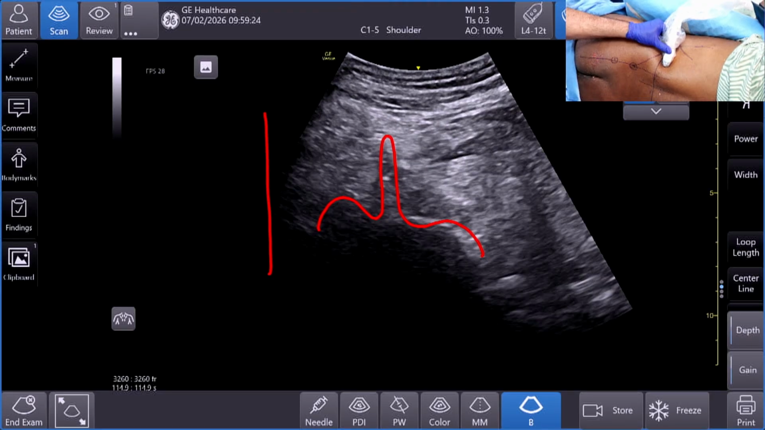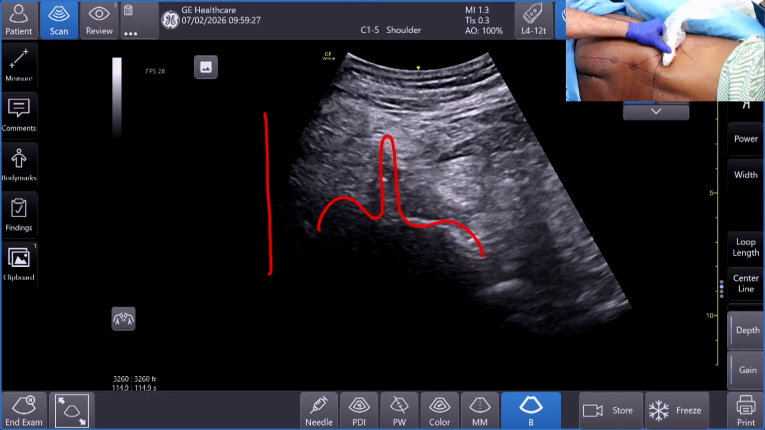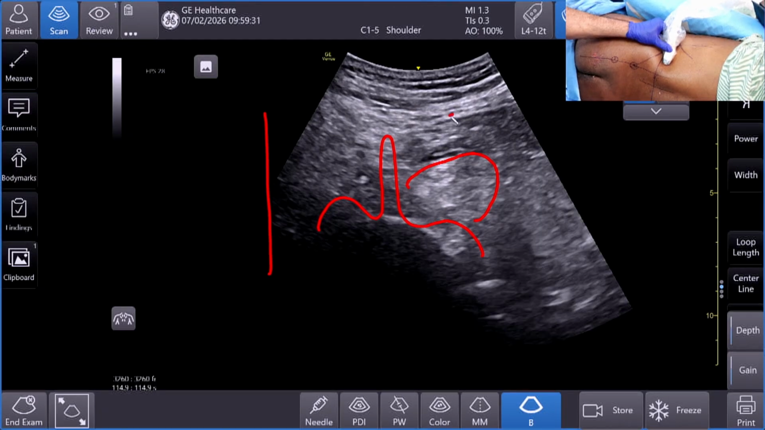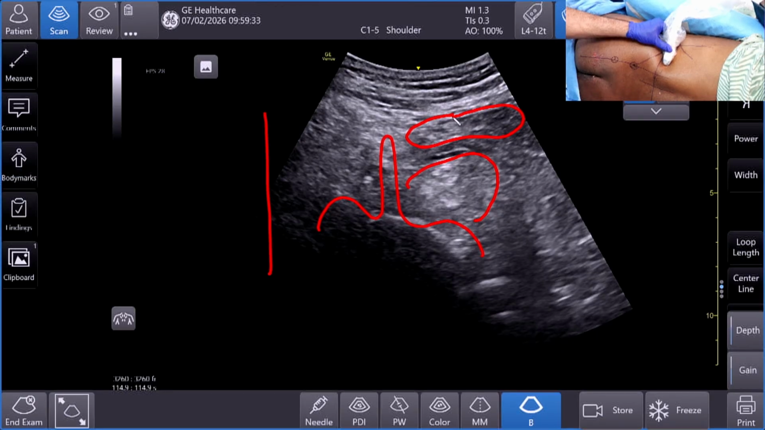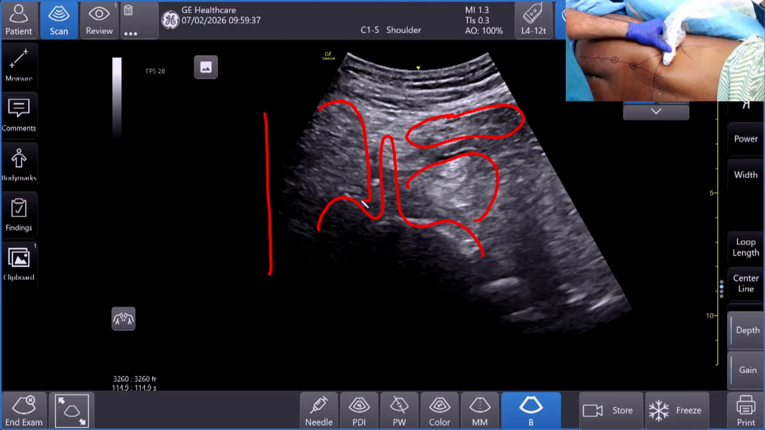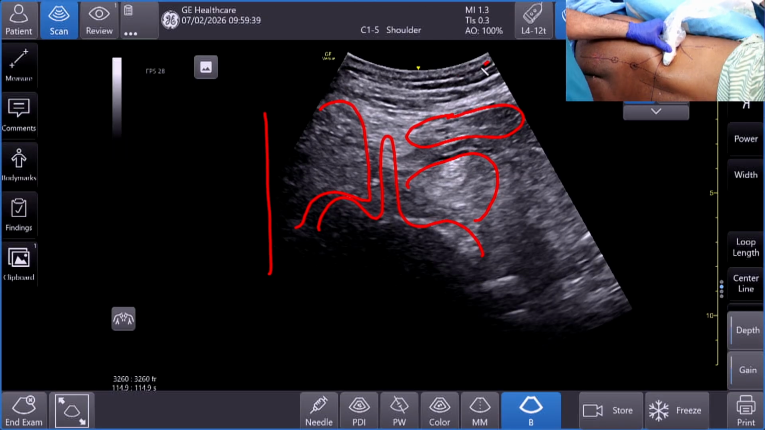In front of the transverse process will be the psoas major. It's quite hyperechoic. You can see the quadratus lumborum lying on top of the psoas major, and this entire thing will be the erector spinae muscle. And this will be the abdominal muscles.